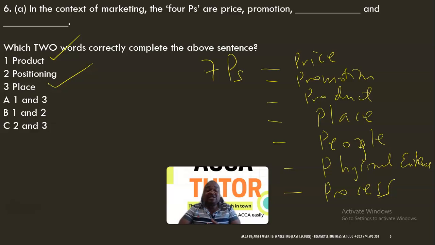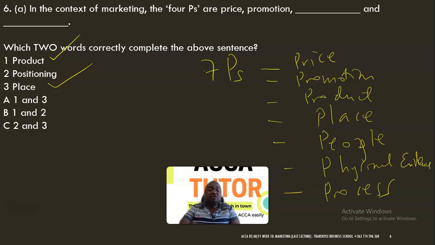Then when we talk of the physical evidence, we are looking at those attributes which make the product appeal to the public or to the customers. For example, the packaging of the product itself, the size, all those things, the design. When we are looking at the product, are we going to be happy?